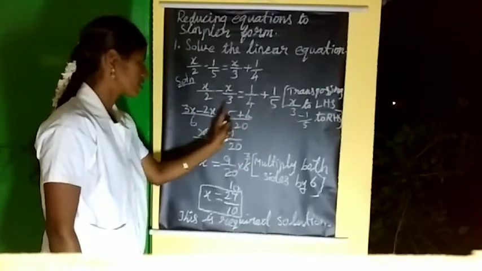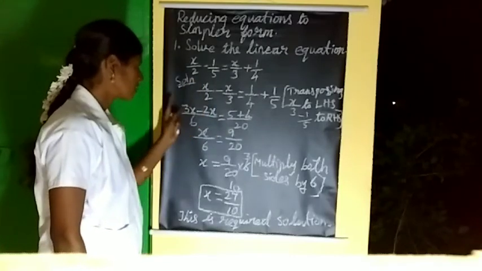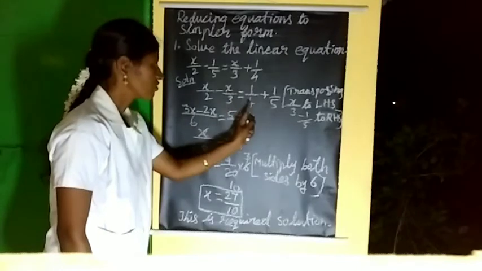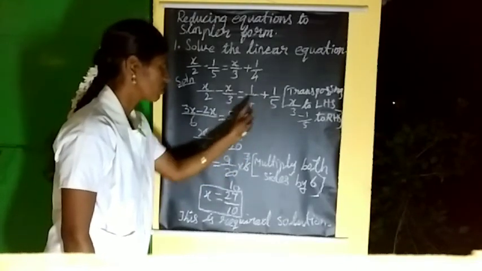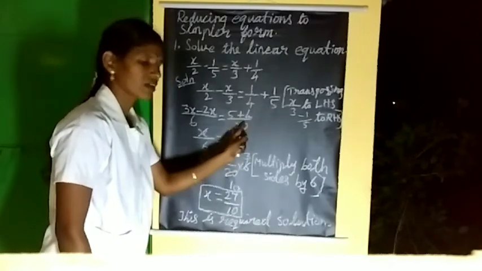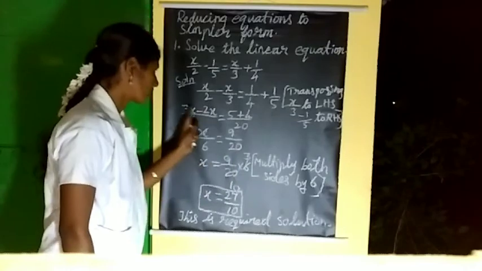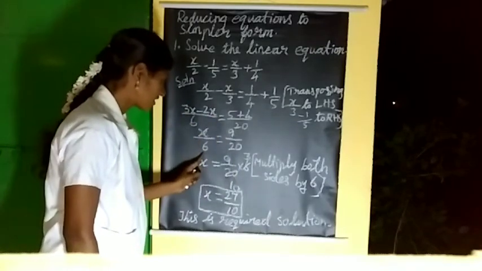Okay. Then 2 and 3, what is the LCM? 6. So cross multiplication, you know, 3x minus 2x is equal to, for 4 and 5, what is the LCM? 20. Cross multiplication, 5 plus 4. Okay, 5 plus 4, what is the answer? 9. In the denominator, 20. 3x minus 2x, what is the answer? x. In the denominator, 6.